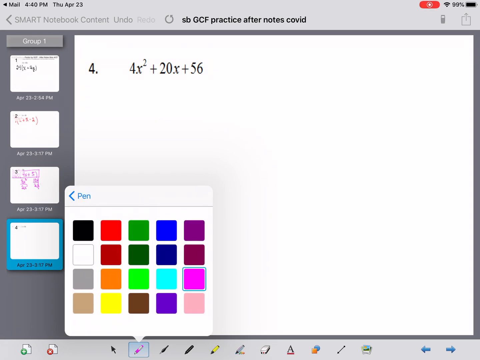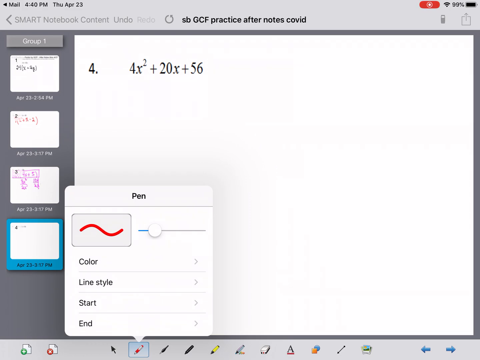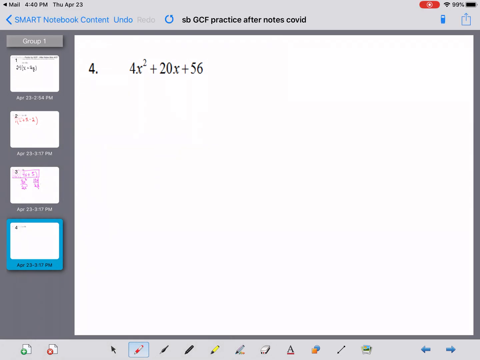Last problem. When we look at this one here, once again we need to look for the biggest number that goes into all of those. However, we don't have to worry about the x's. But the biggest number that goes into all of those, I believe, is 4. So let's see.